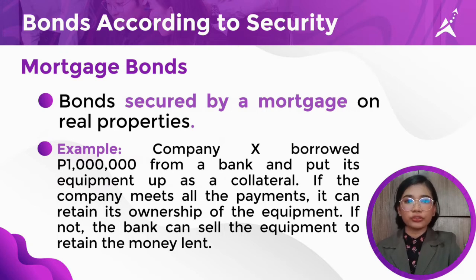So in a mortgage bond, there is a security, and the security are real properties such as land and building. As always, here is an example. Company X borrowed 1 million pesos from a bank and put its equipment up as a mortgage. If the company meets all the payments, it can retain its ownership of the equipment. If not, then the bank can sell the equipment to retain the money lent.